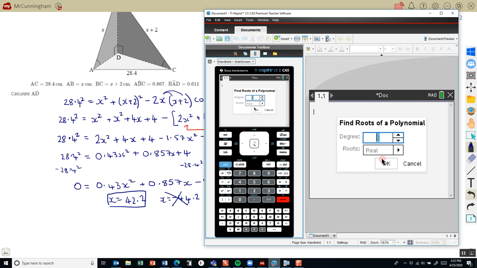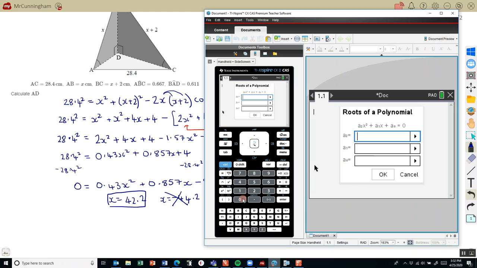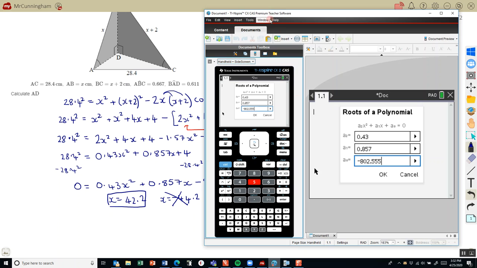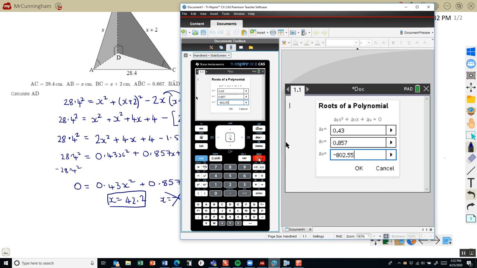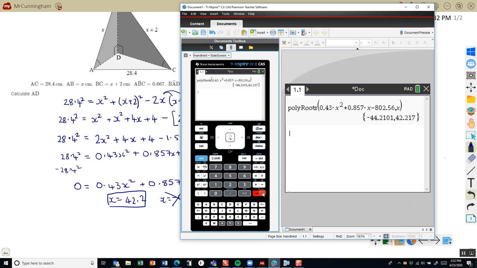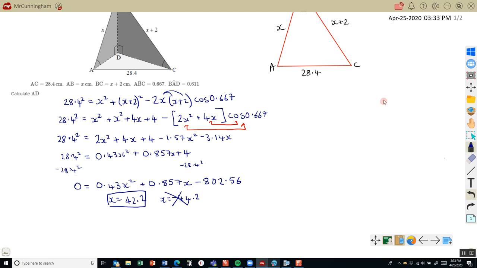Again, it's degree 2. We want real roots, and we just put our numbers in, 0.43, 0.857, and the last one, it's negative 802.55. That is correct, isn't it? 0.56. Okay, then you hit OK. And it brings this up, you hit enter, and it gives you the same answers out. So dead easy on the Inspire as well. Make sure you know how to do that. It will more than likely be on your exam for standard level.